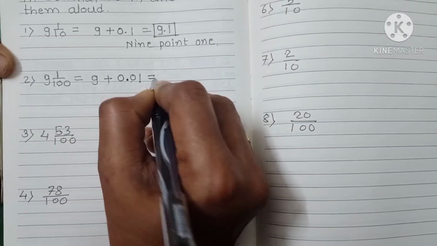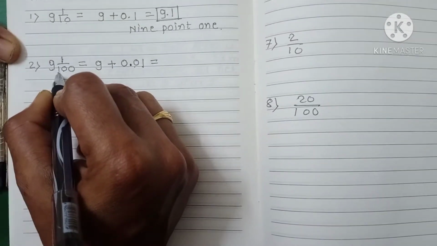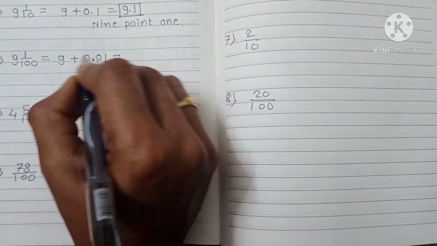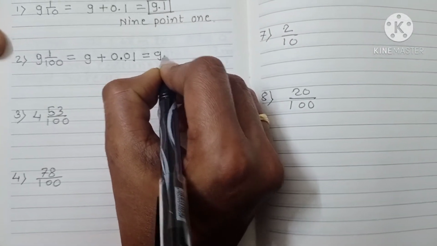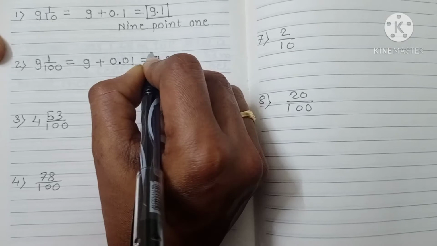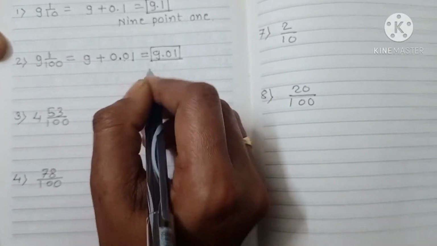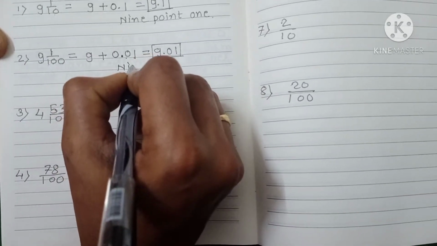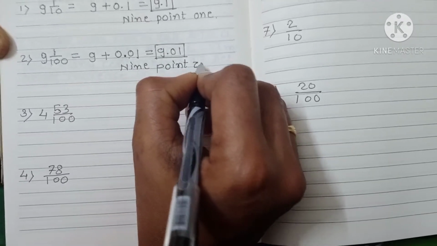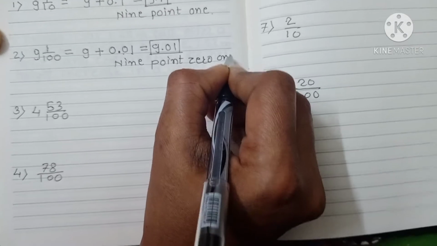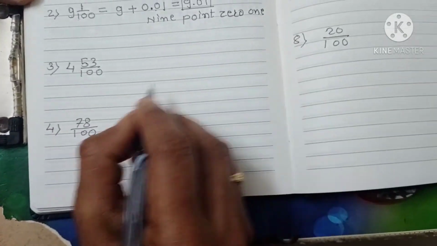And the final answer, 9 1 by 100, this mixed fraction we can express in decimal fraction as 9.01, like this. Okay, so we'll write here 9.01.